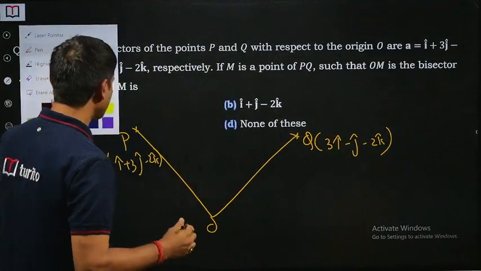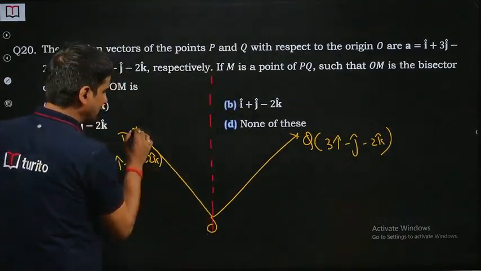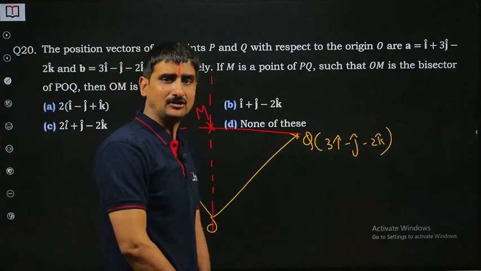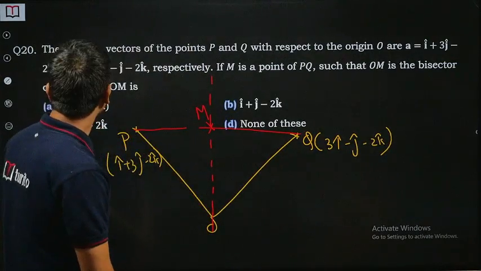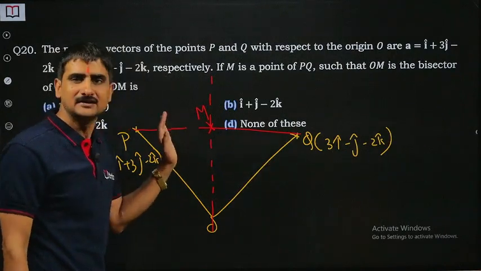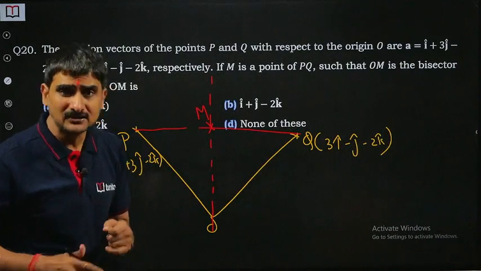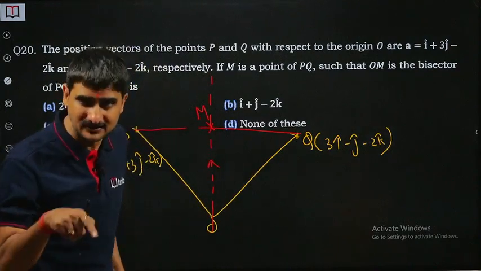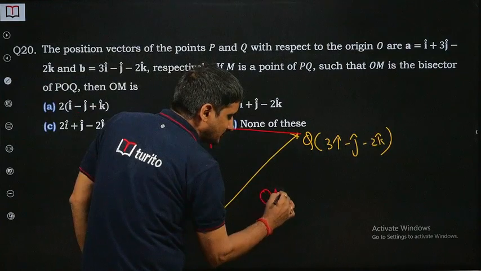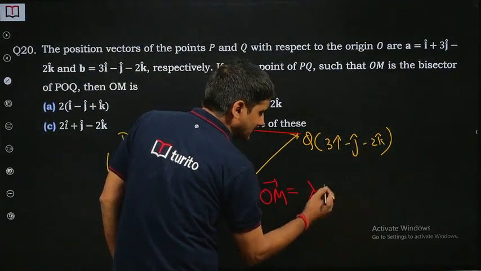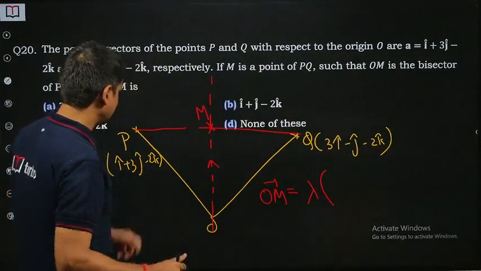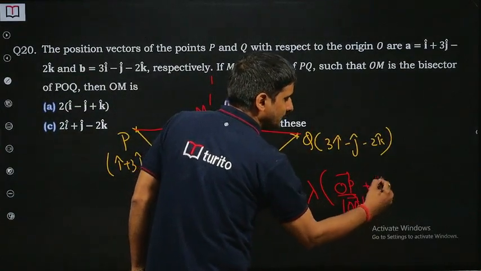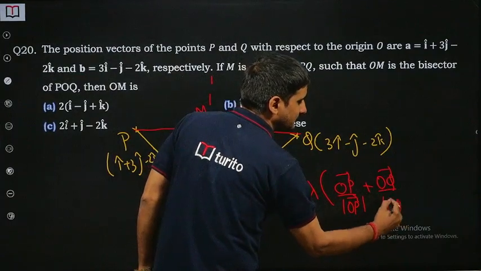Okay, now if you are looking for the angle bisector, M is the point such that it lies on the angle bisector of angle POQ. Then for OM we just have to find its position vector. One thing you must be sure of is the direction of the angle bisector vector. OM vector will be lambda times OP vector divided by its magnitude plus OQ vector divided by its magnitude.